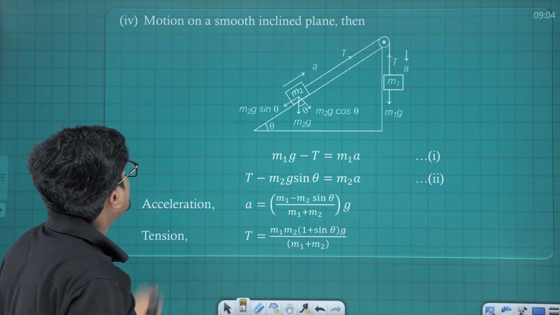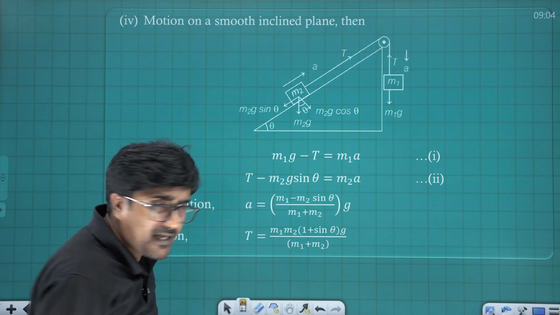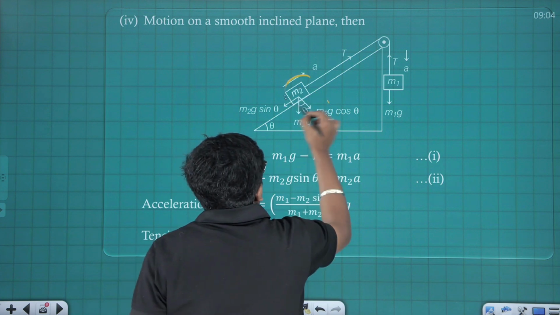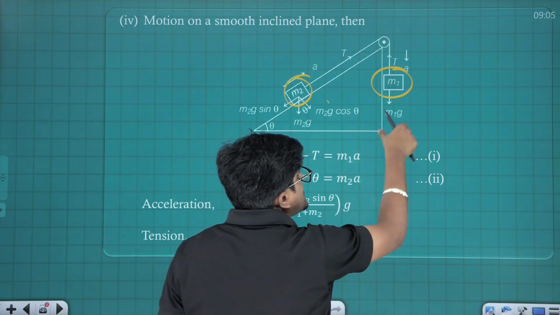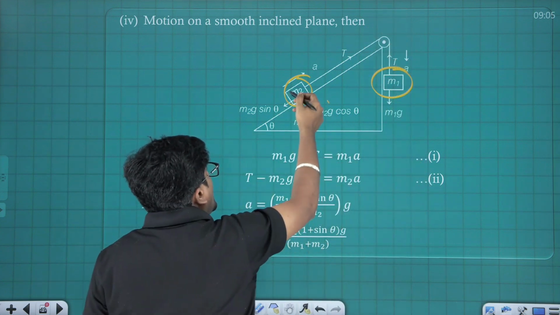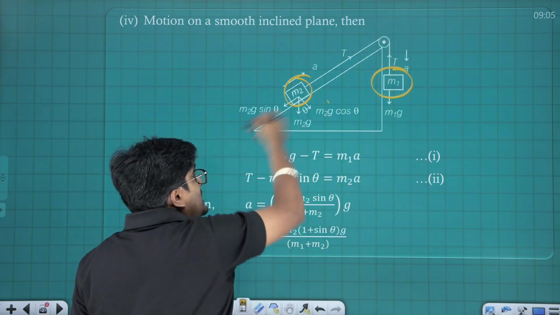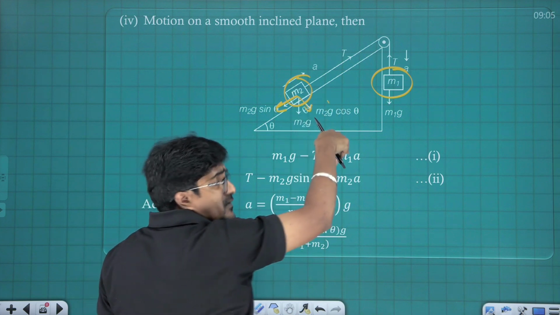Moving to the next, that is over a smooth inclined plane. If you have a smooth inclined plane, here I have a mass M2 kept over here as well as M1 kept over here. For M1, M1 g is acting in the downward direction and T is acting in the upward direction. For M2, M2 g sin theta is acting in the downward direction along the incline. Here there is M2 g cos theta.